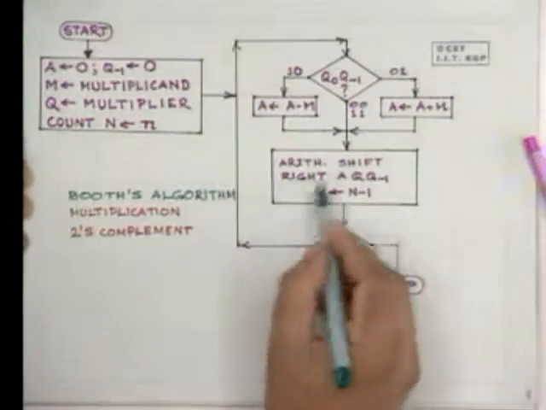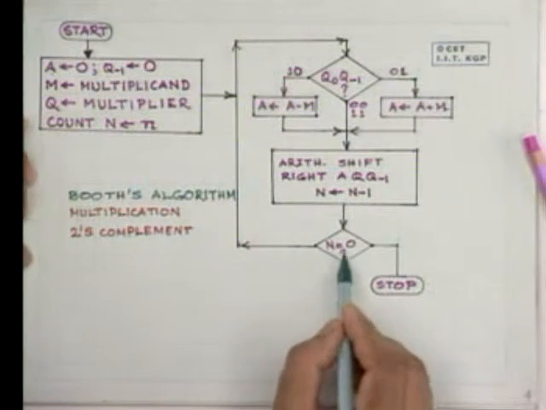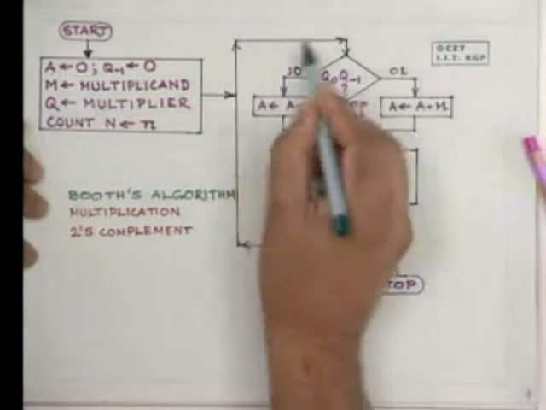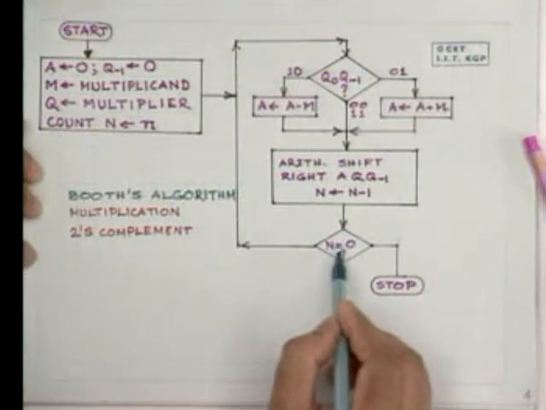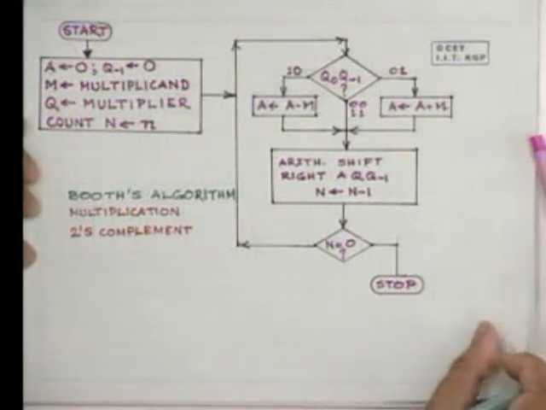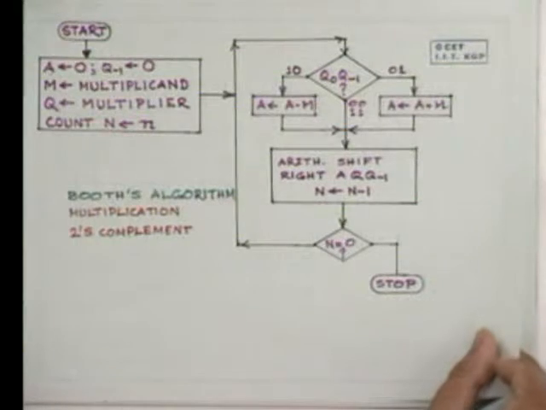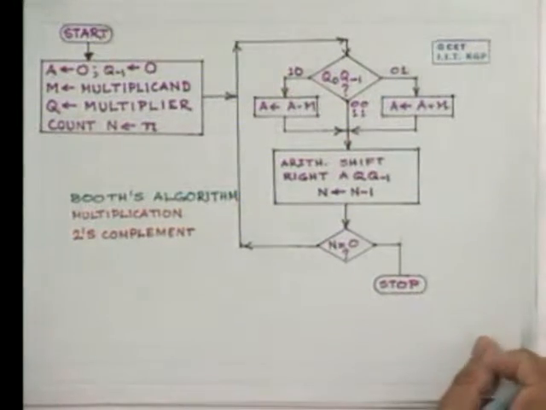We make an arithmetic shift right and reduce the count. If we find that the count is non-zero, then we repeat this process. If we find that the count is equal to 0, then we stop to get the result. This is the Booth's algorithm. Let us take an example and see how it works.